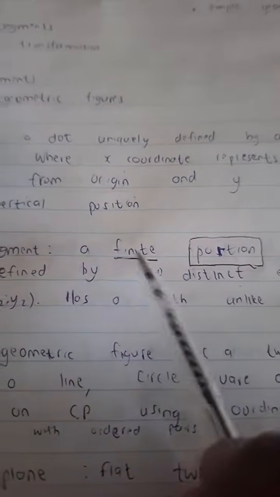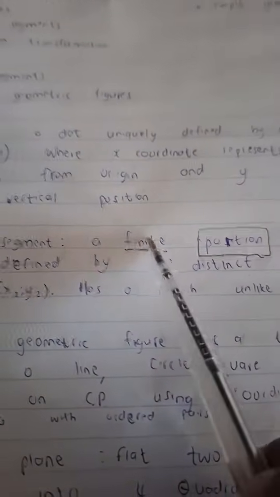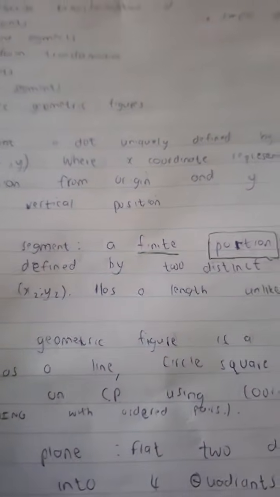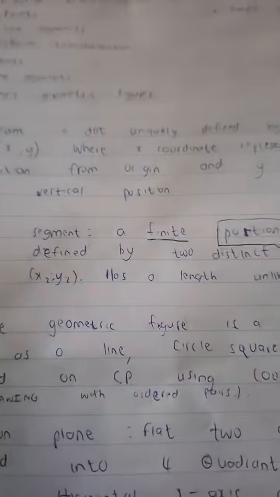Okay, when we say finite, it means there's a beginning and there's an end. It's not infinite. Finite is a word that denotes that something has a beginning and it has an end.